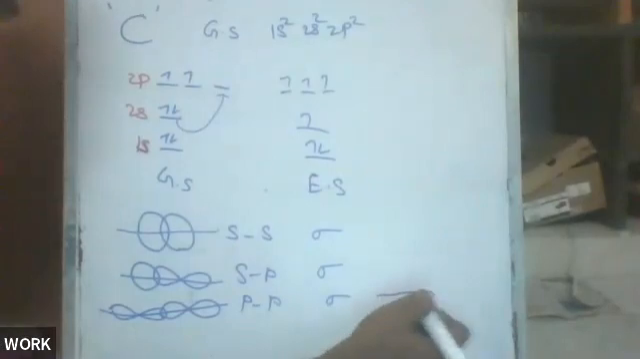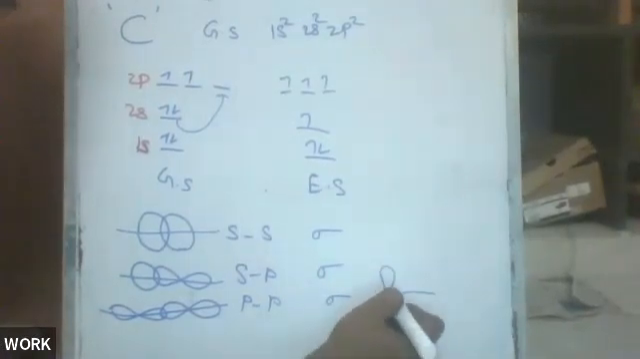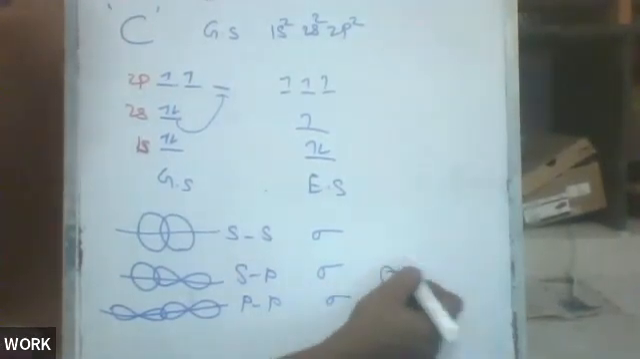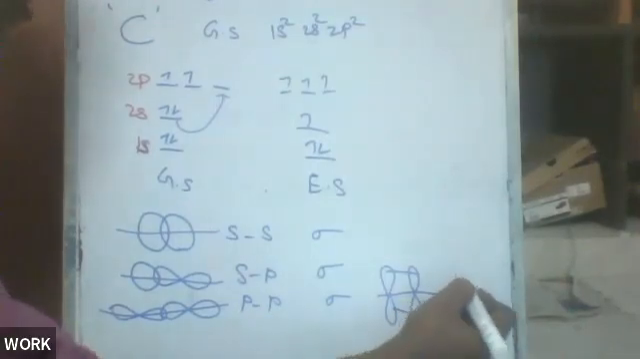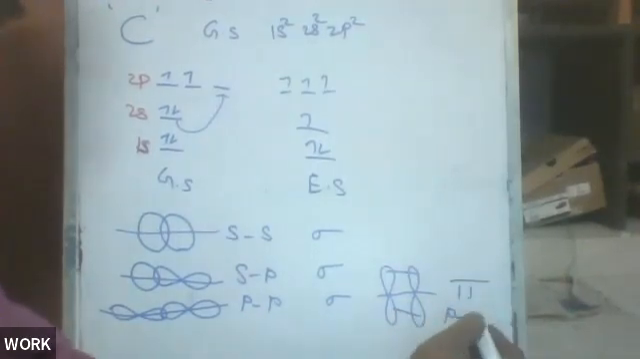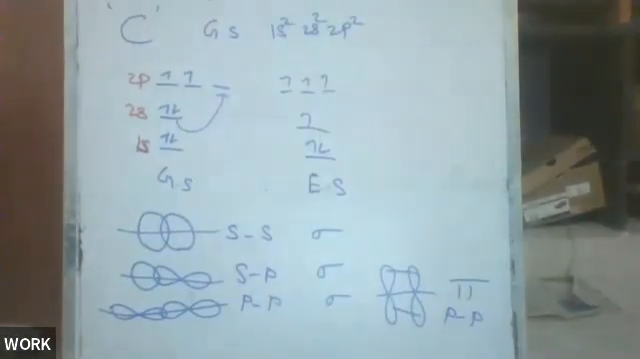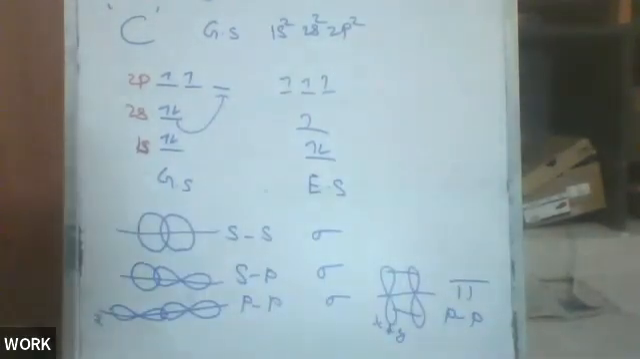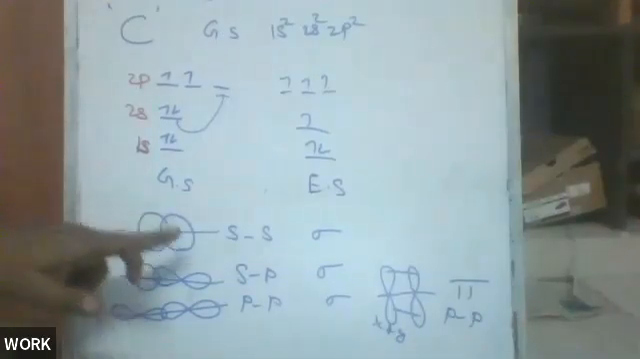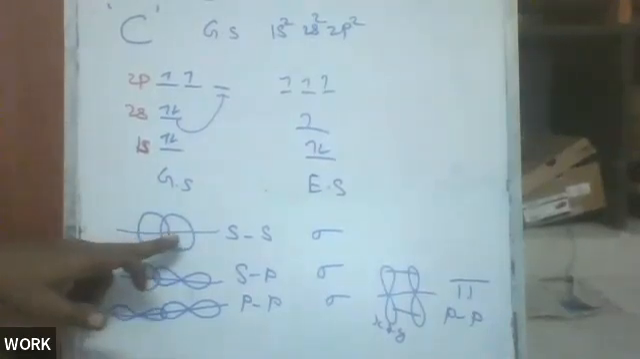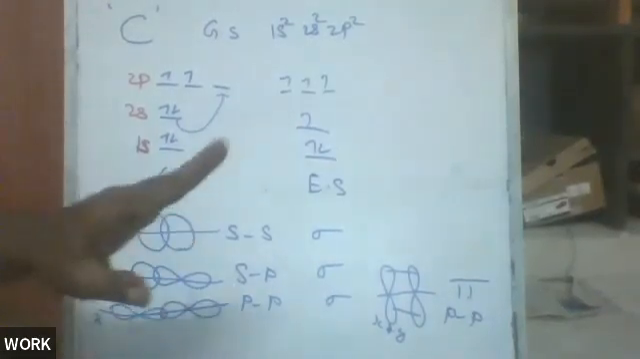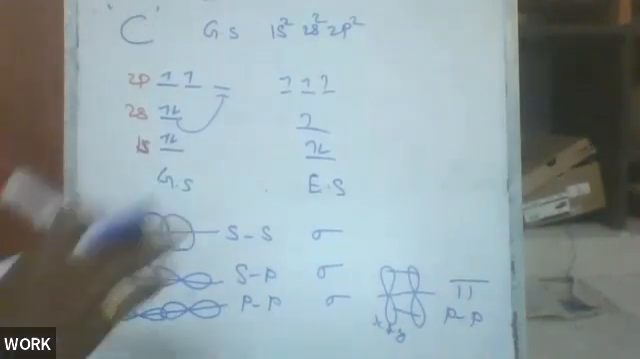Suppose this is your bond axis, and your p orbitals are perpendicular to the bond axis. When it involves sideways overlap, the p orbital overlap will give the pi bond. So if this is Z, then X and Y will form pi bonds. Okay, students? Yes, sir. Now, the s orbitals are spherical in shape, and another s orbital is also spherical. When the two s orbitals overlap, you will get the same.